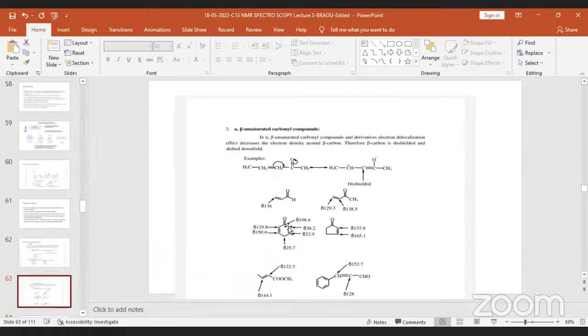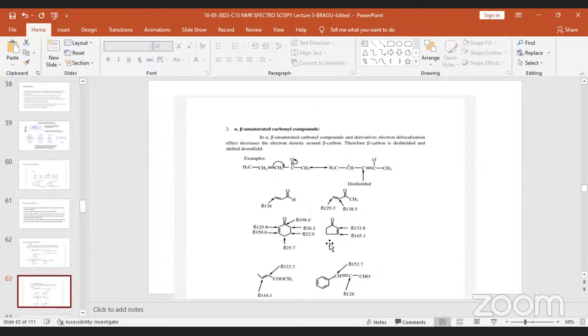Here also you see cyclohexenone, carbonyl carbon 198, and among these two alkene carbons, alpha and beta carbon, the beta carbon is coming at 150. Why? Because due to the delocalization, carbonyl electrons will go there, and these electrons will go there, and this will experience de-shielding, and this will have electron density less than the other carbon. Therefore, it will be shifted downfield or de-shielded. In the rest, not much affected.